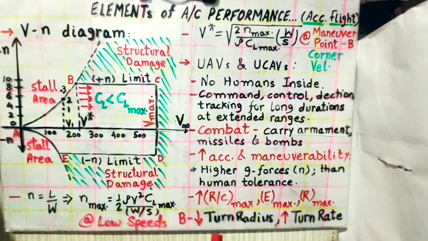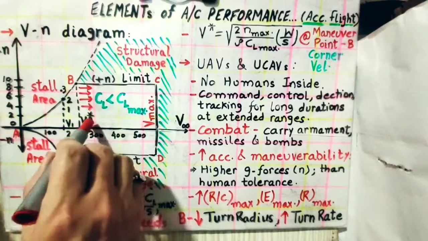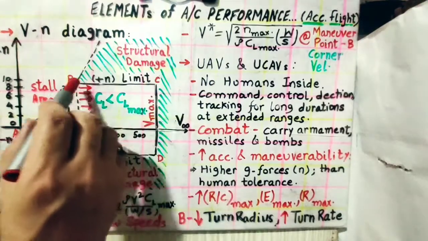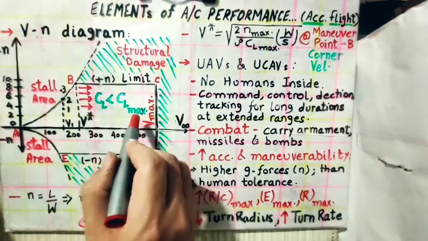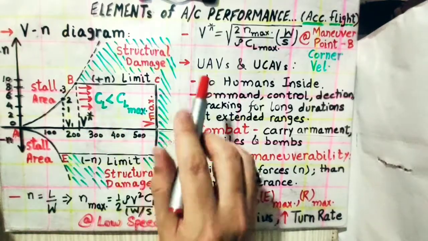As the speed is increased, the structural limit gets affected. Let's say the speed is increased from 200 up to V star. Beyond V star, if the speed is increased, then to fly within the positive limit of load factor, the aircraft has to fly with CL less than CL max. Okay, so what does this mean?